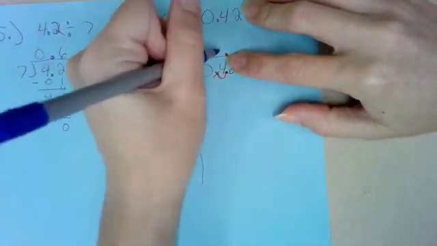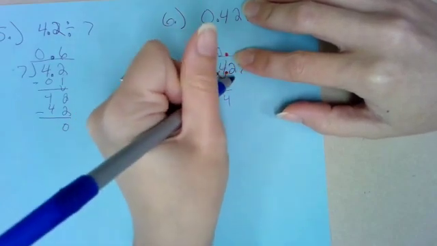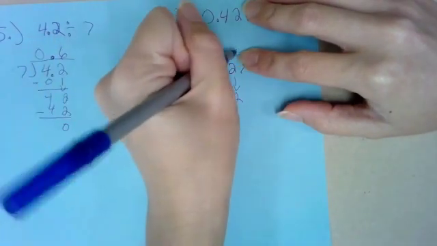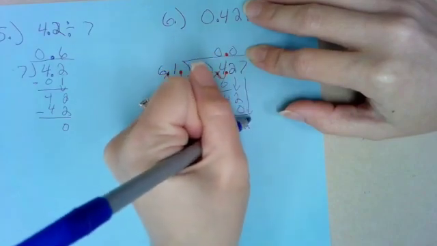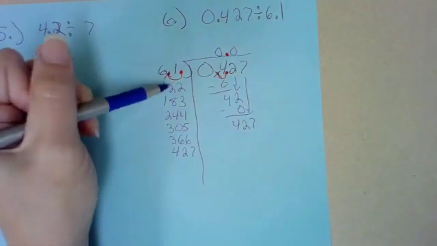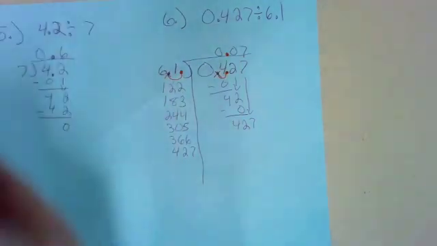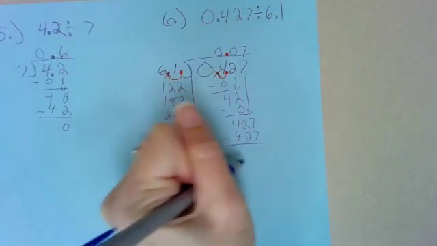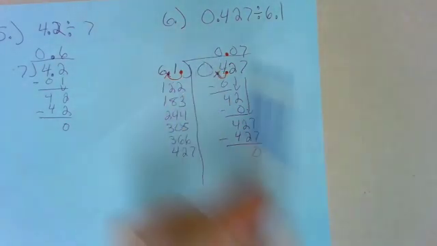4 divided by 61, can't do it. Put a 0 in your quotient. 42 divided by 61, can't do it. Bring down your 7. 427 divided by 61, 1, 2, 3, 4, 5, 6, 7. Seventh multiple. 7 times 61 is 427. We subtract and get 0. So we got 700ths as our quotient.